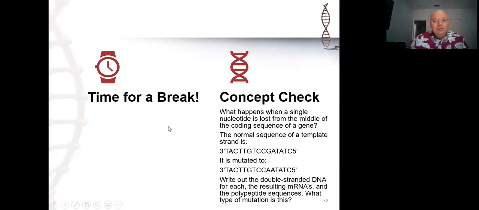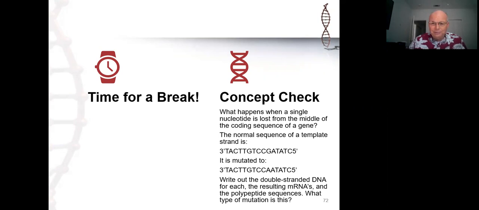Before we go, 2 more concept check questions. So let's take a look at these. What happens when a single nucleotide is lost from the middle of the coding sequence of a gene? Well, that results in a frame shift, right? That's a frame shift mutation. That's a deletion mutation.